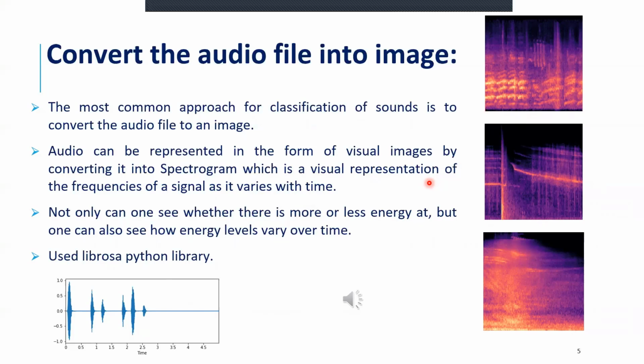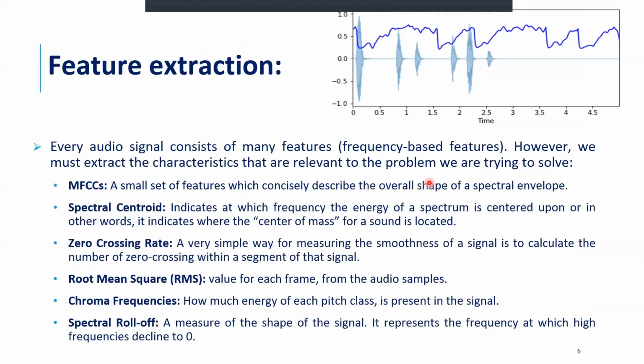So first of all, we need to convert the audio file into a PNG format image, and we use the LibRosa Python library to extract this spectrogram for every audio file. And the second part of our data pre-processing is feature extraction.